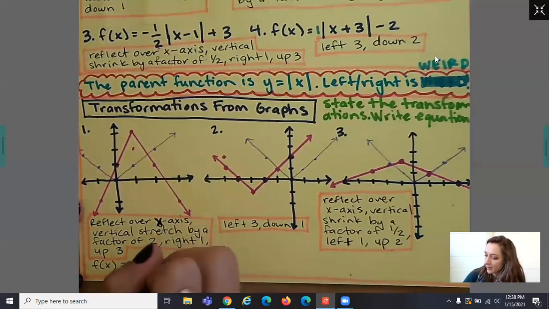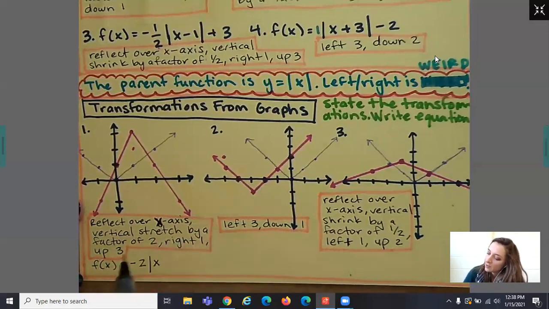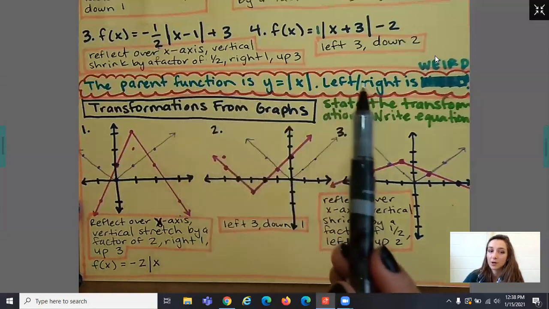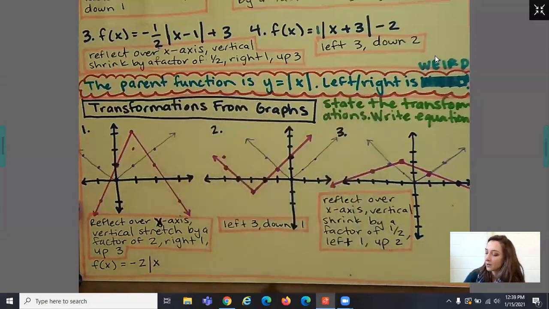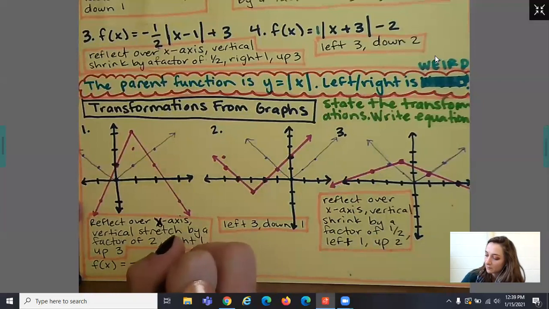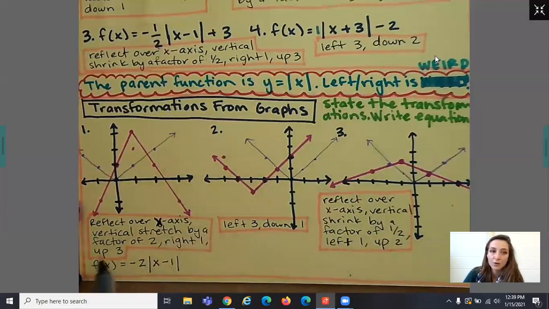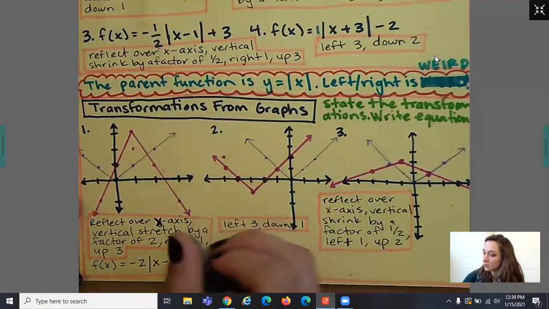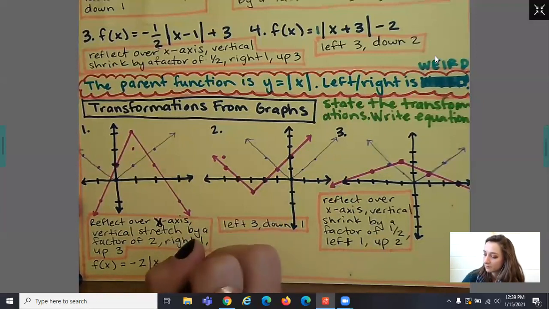Now we're going to draw our absolute value signs. We're going to draw our x. Then it goes right 1. And remember, usually we think positive, but we need to think the opposite. So this is the weird one, remember. Since we're going right 1, this is actually going to be -1. Then we're going to go up 3. Okay, so plus 3 on the end.